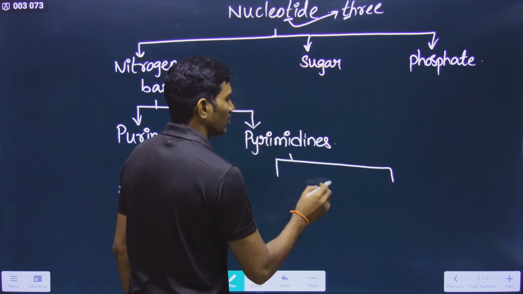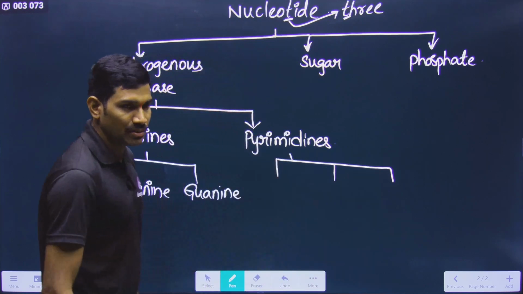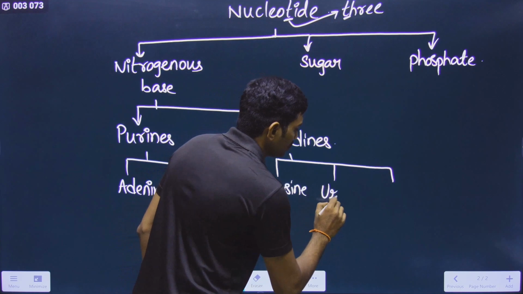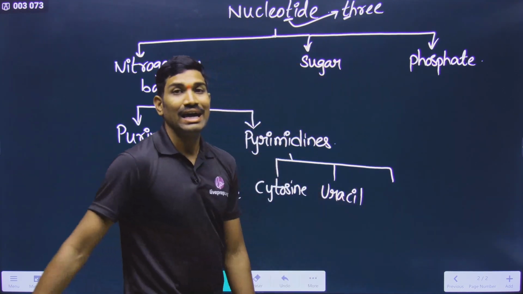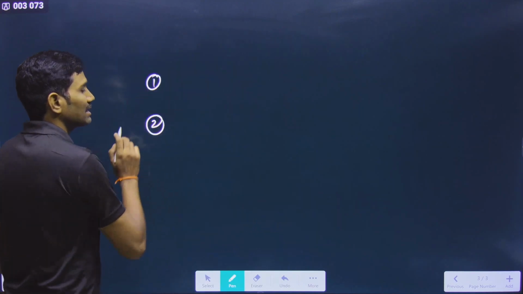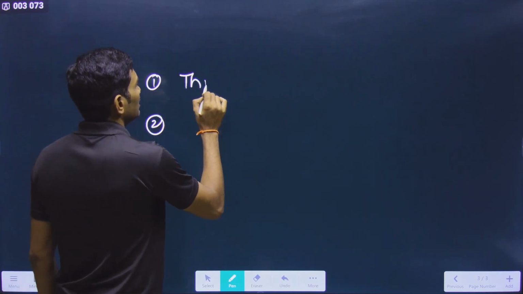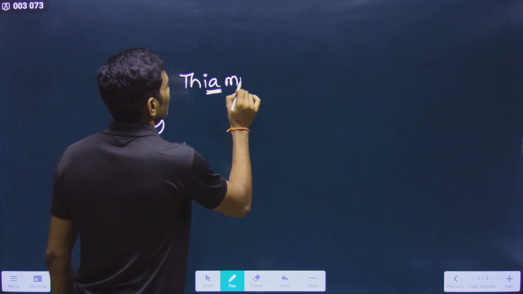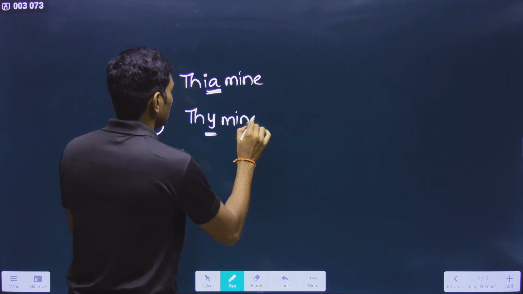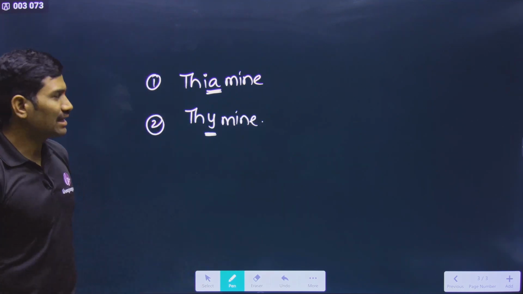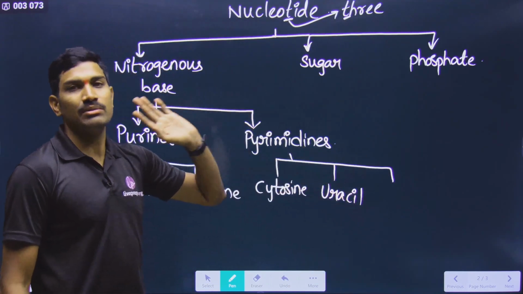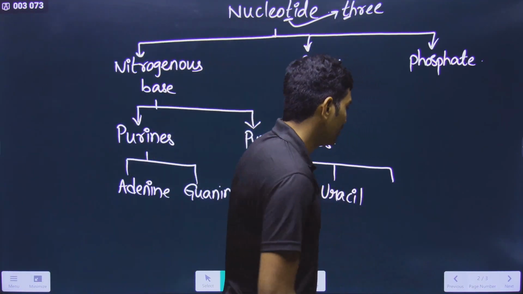And a total of 3 types of pyrimidines are present. What are those? Cytosine, uracil, and thymine. Now I will give you 2 options. What is the correct spelling? You need to tell me. THIAMINE. Second option, THYMINE. You are saying thymine, but what is the exact spelling that we need to write under the pyrimidines? This is very important. Many students make a mistake here.